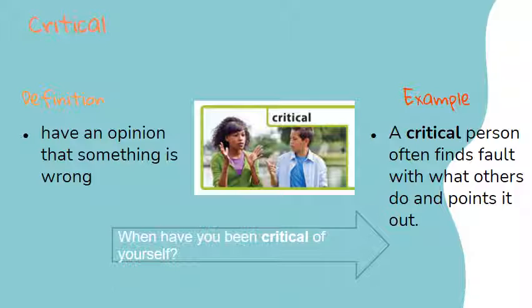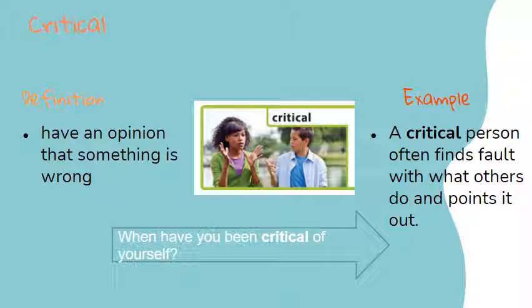Critical, it's to have an opinion that something is wrong. Most critical people say their opinion that the point they are criticizing is wrong. So they see that the opposing point is wrong. A critical person often finds fault with what others do and points it out. For example, every time you do something, there is a person who says, no, you are wrong, you made a mistake, you are not correct. So here, this person is critical.